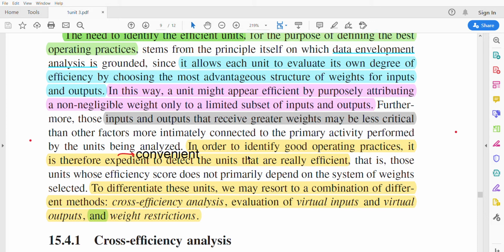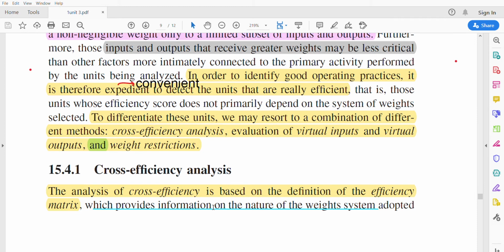So, in order to identify good operating practices in this session, it is convenient to detect the units that are really efficient. To differentiate these units, we have to resort to a combination of different methods. Those methods are cross efficiency analysis, evaluation of virtual inputs and virtual outputs, and weight restrictions. So, first method, cross efficiency analysis.